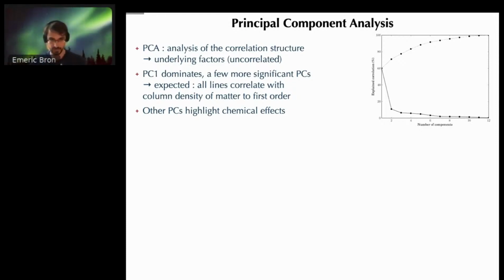And this is understandable in astrophysical terms, as of course we expect that the more matter on the line of sight there is, the higher, to first order, the line intensities will be, so that we expect all line intensities to first order to correlate with the column density of matter. So this first component that explains most of the correlation, we expect it to be related to the total column density of matter. And then what will be interesting are the next components that will start to highlight the chemical effects that make some lines sensitive in different ways to different physical or chemical parameters.